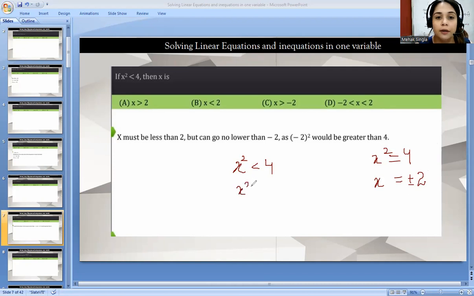So x square will turn to plus and minus. Now the problem is these two things, how we have to represent it. We cannot simply write it like this. The reason is we are dealing with inequalities. So this would be -2 less than x less than 2. X would be lying between -2 and 2, right? This is what it is.